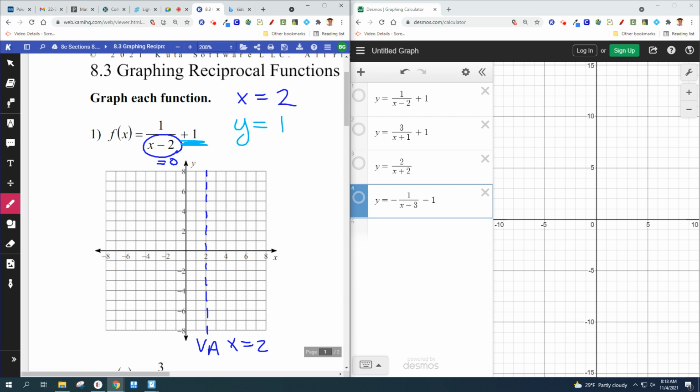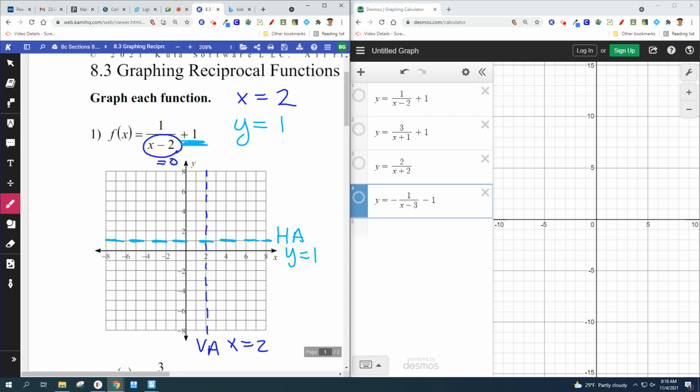Y equals 1 is going to look like this. It's a horizontal line. So it's a horizontal asymptote, HA, y equals 1. Those are the boundary lines for our graph, and they're going to be important parts of the graph. So go to Desmos and type that in.